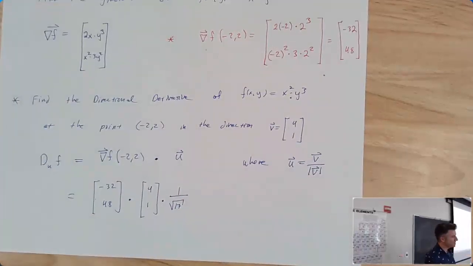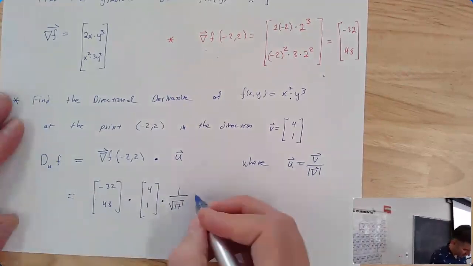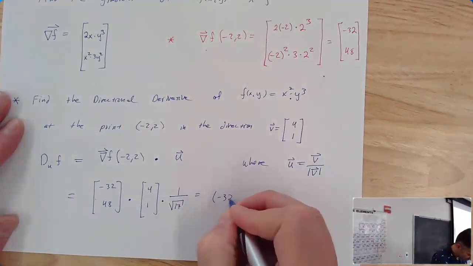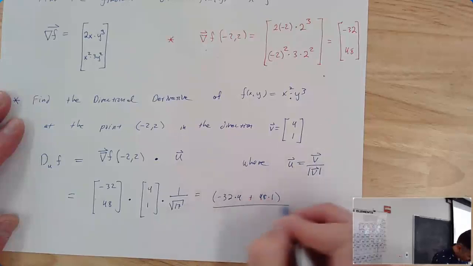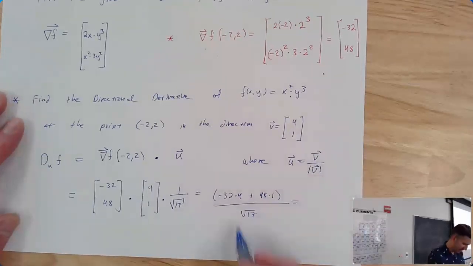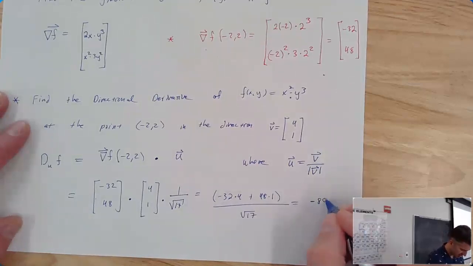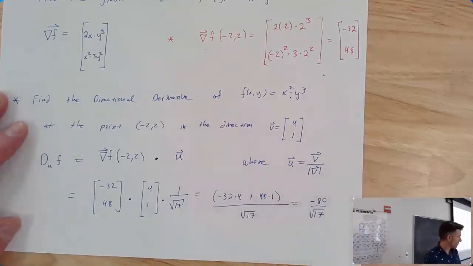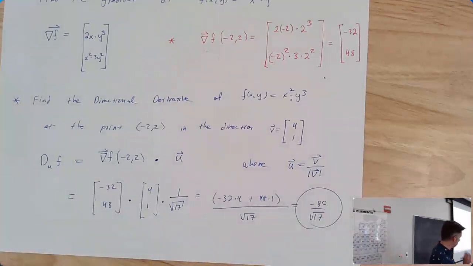Exactly. I will be honest, that part's almost an afterthought. It's important, no doubt, but you don't really do anything with it other than say, at the very end, great, divided by that. So I'll do the dot product first, which is -32 times 4 plus 48 times 1, all divided by the square root of 17. That's -128 plus 48, which is -80 over the square root of 17. And that's what it is. I don't really care about getting a decimal approximation, although we totally could.